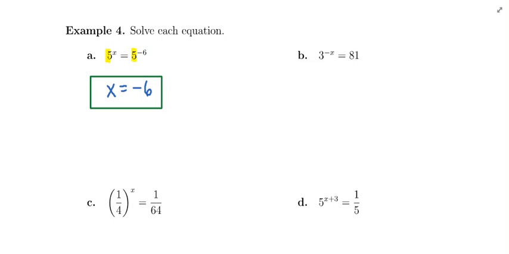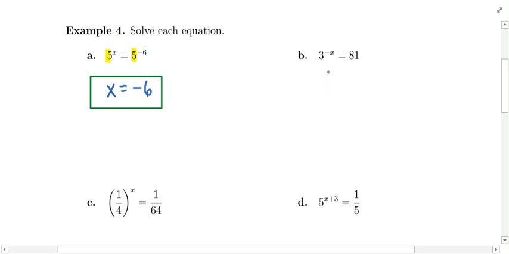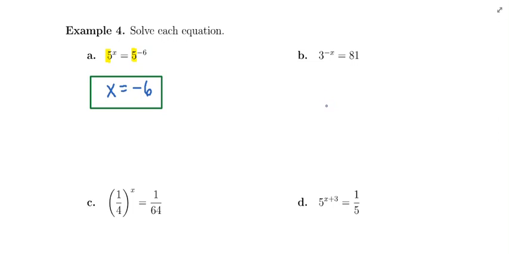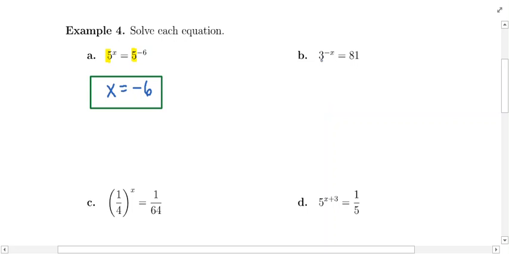All right, let's look at part B. It's not as straightforward. You have 3 to the negative x power is equal to 81. Again, you're trying to figure out what value of x is going to make this a true statement. In part A, it was nice because you could clearly see the base was 5 on the left side and 5 on the right side. Here it's different because the base on the left side is 3. 3 is what's being raised to the power. On the right, the base is 81 because 81 is raised to the first power. So you can't just say, oh, I'm going to equate the exponents. You can't do that because the bases are different.